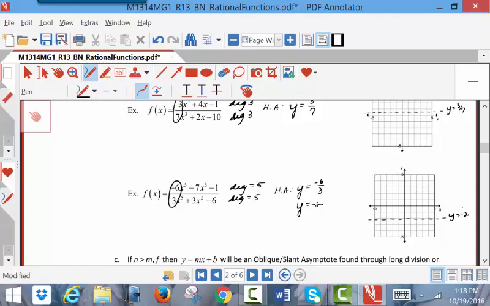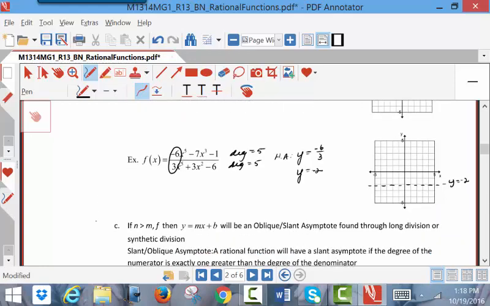Okay. So we've talked about vertical asymptotes, and we've talked about horizontal asymptotes. Verticals are all based on the denominator. Horizontal asymptotes: if the degree of the numerator is less than the degree of the denominator, it's the x-axis, y equaling 0. If the degree of the numerator is the same as the degree of the denominator, it is y equals the number from the leading coefficients.